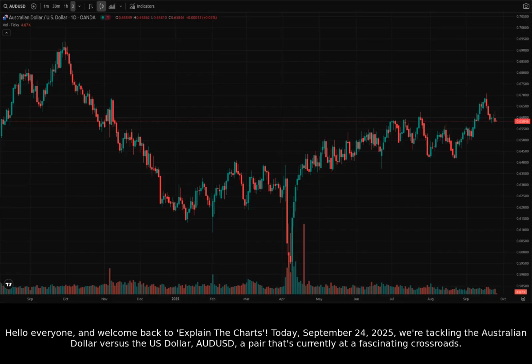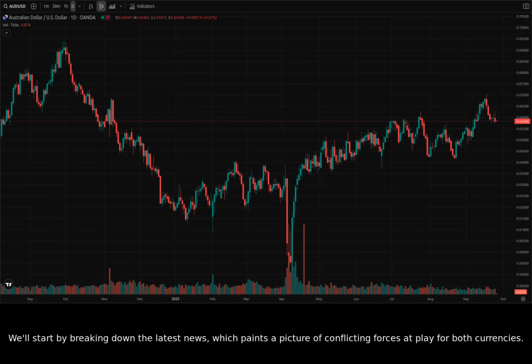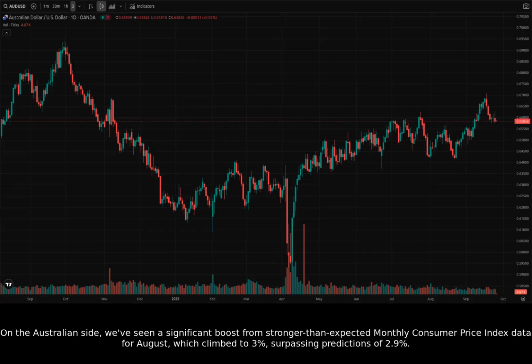Today, September 24th, 2025, we're tackling the Australian dollar versus the US dollar, AUDUSD, a pair that's currently at a fascinating crossroads. We'll start by breaking down the latest news, which paints a picture of conflicting forces at play for both currencies. On the Australian side, we've seen a significant boost from stronger-than-expected monthly consumer price index data for August, which climbed to 3%, surpassing predictions of 2.9%.